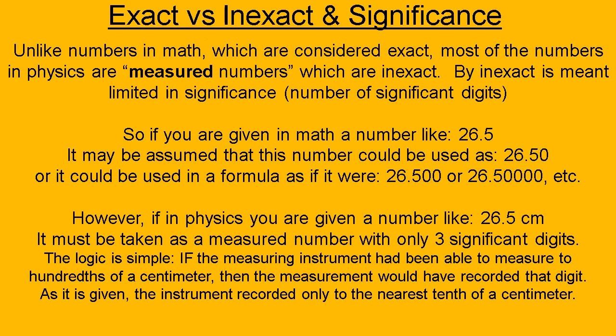However, if in physics you are given a number like 26.5 centimeters, it must be taken as a measured number with only 3 significant digits. The logic is simple. If the measuring instrument had been able to measure to hundredths of a centimeter, then the measurement would have been recorded to that digit. As it is given, the instrument recorded only to the nearest tenth of a centimeter.